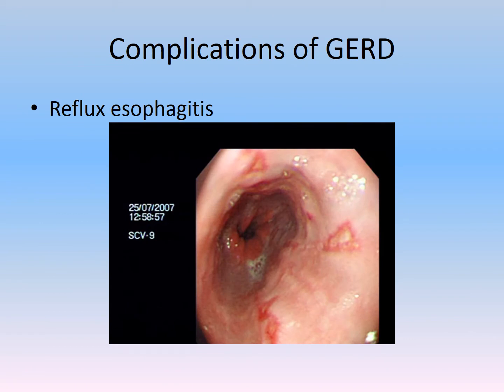So one of the main complications of GERD is reflux esophagitis, where the inner lining of the esophageal wall becomes damaged by prolonged exposure to the stomach acid. The first sign of esophageal damage may be redness or friability of the esophageal mucosa that indicates inflammation. And then eventually there will be the appearance of erosions.